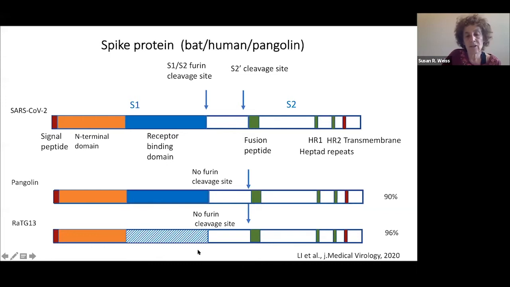And in RaTG13, the receptor binding domain is quite different from that of SARS-CoV-2 and the pangolin virus, but the whole spike protein is about 96% related. And again, there's no furin site. So what this data says is that we really don't have a telltale spike protein in another coronavirus that might tell us where SARS-CoV-2 comes from. I do think that finding a virus with this furin site in a bat would be helpful in trying to track down the origin of SARS-CoV-2.